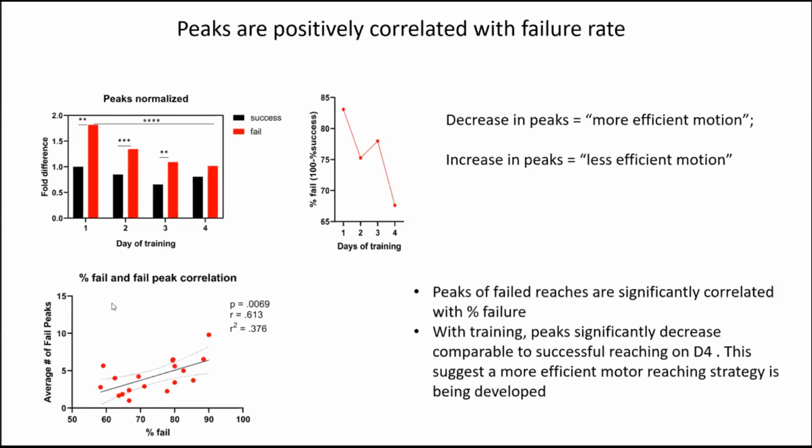To further this analysis, we did a linear regression analysis to look at the percent fail and the number of failed peaks during each of those reaches. These are averages per mouse on each day. What you can see is a positive correlation: as percent failure increases, the number of peaks also increases. Keep in mind that as peaks increase, this is usually indicative of a less efficient motion, and suggests that mice that have higher peaks in reaching usually aren't efficient at the task.